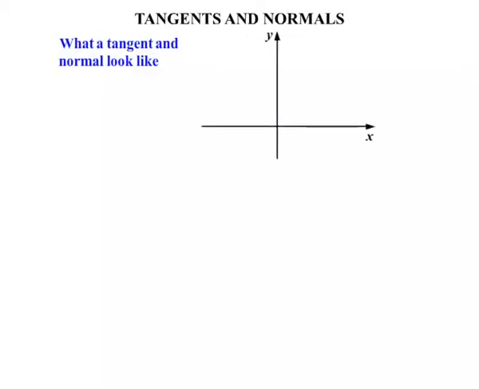Now in this lesson we do some work on tangents and normals. Let's consider what a tangent and normal look like firstly. If we draw a simple parabola there, pick a point on the parabola, there is a tangent, okay? It's a straight line that just touches the parabola at that point. Now if we draw a perpendicular to that, that's known as a normal. Okay, so there we have it, a tangent and a normal.